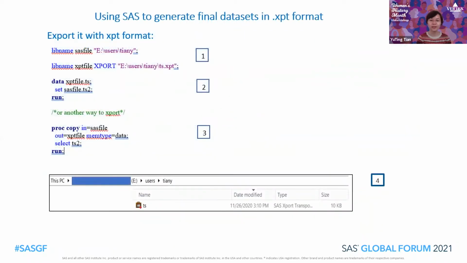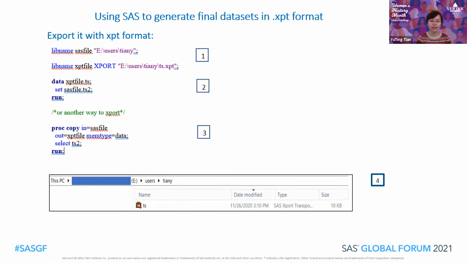So this slide shows you how to export our SAS dataset in XPT format. In order to help the readers understand the function of the code on each line, we put the number right beside the code. For example, the number 1 is to define two libnames. The SAS file libname is to save the SAS dataset, and the next libname, XPT file, is to save a file in XPT format.